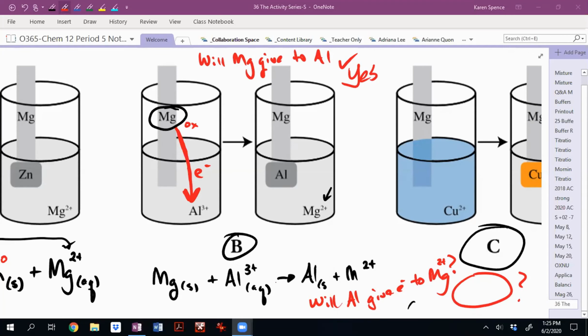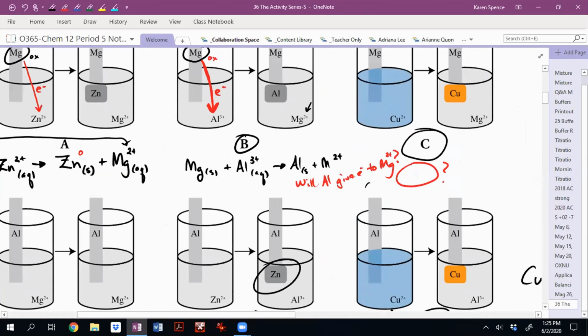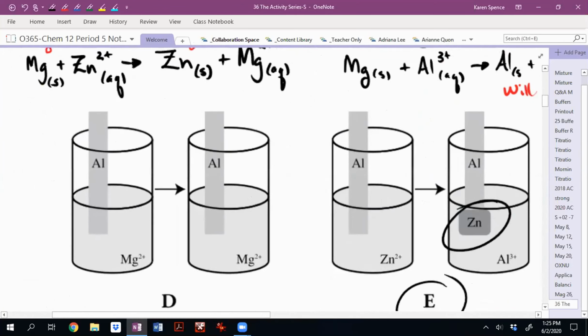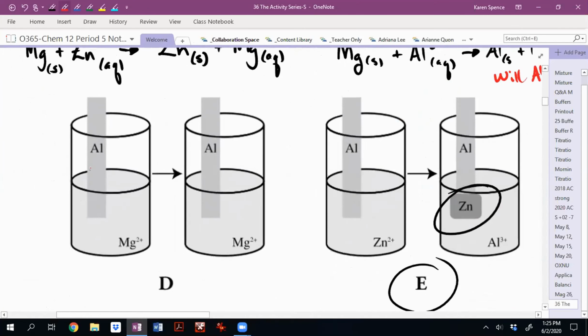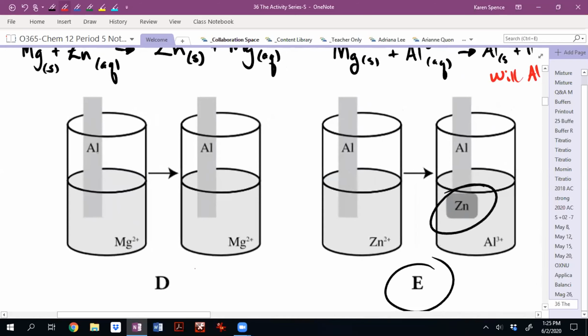All right, let's find out. Because you guys are just guessing at this point, right? Be brave, take a guess. Let's take a look and see what we have with aluminum and magnesium. Here we've got it reversed. In the other one, we had magnesium up here and aluminum down here, but in this case, we've got aluminum as the metal and magnesium down below, and lo and behold, there is no reaction.